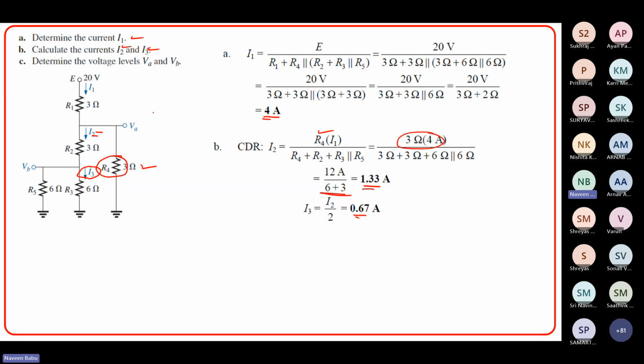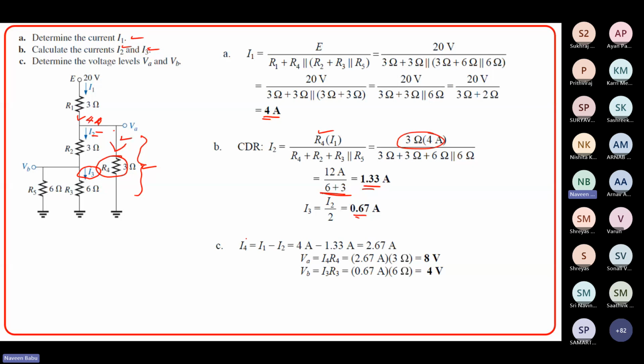Now, once you know the current, you can easily determine VA. What is VA? It is the voltage drop across this, right? So the current flowing through this multiplied by 3 ohms. Now, what is this particular current? We know I2 is 1.33 and the source current is 4 ampere. This is 4 ampere and this I2 is 1.33. So the remaining, how much? 2.77 must be this particular current. 2.767 multiplied by 3 is 8 volts, which is the voltage VA. Okay. And VB also, it is similar.